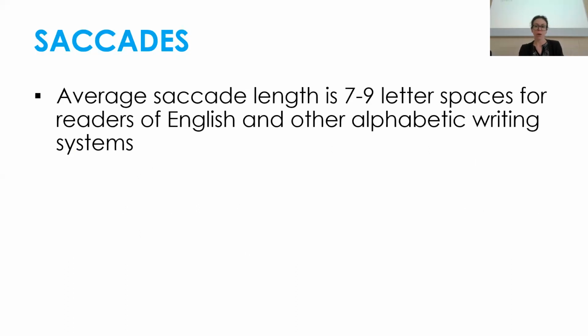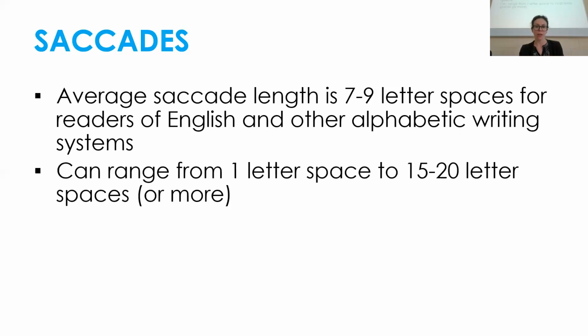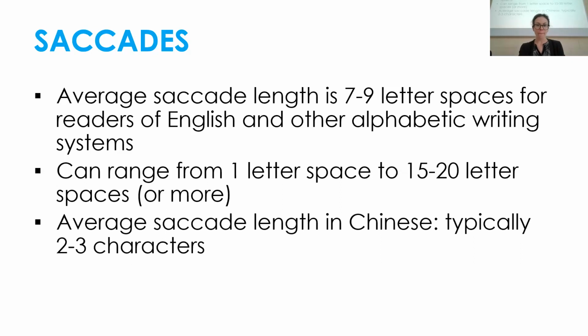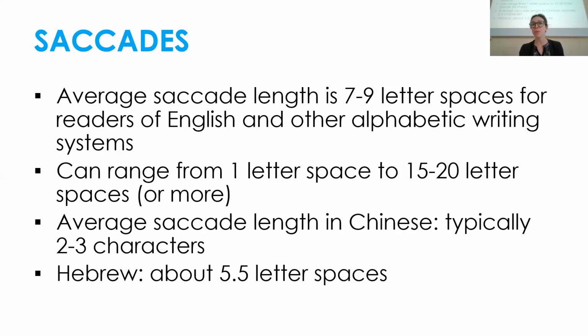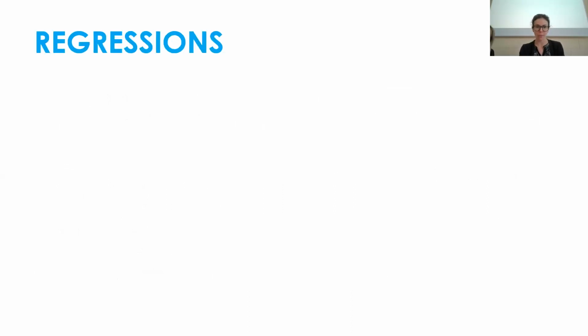Saccades are on average 7 to 9 letter spaces long in English. They can range in total from 1 letter space up to 15 or 20 letter spaces. So we can make saccades that are quite long. And some data by language: in a language like Chinese, typically saccades are on average 2 to 3 characters. In a language like Hebrew, for example, 5.5 character spaces.